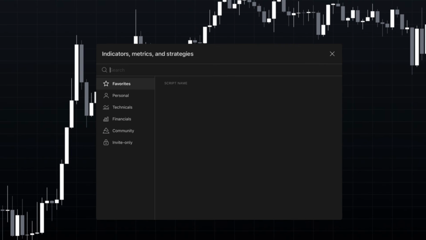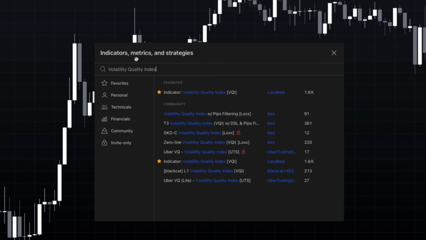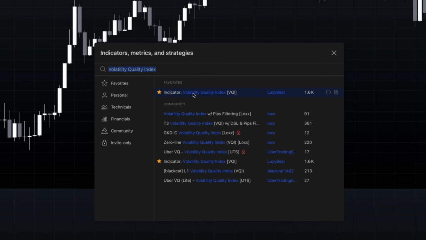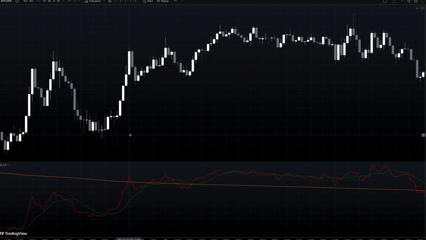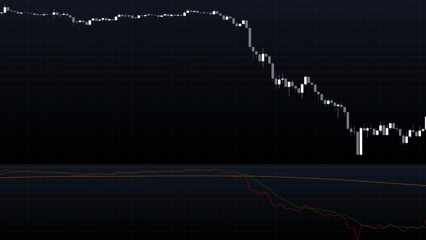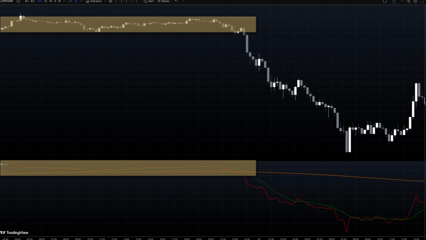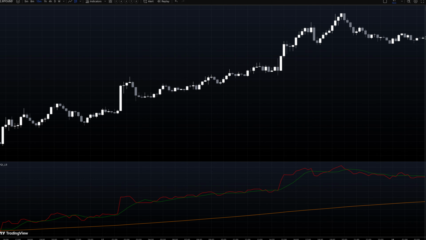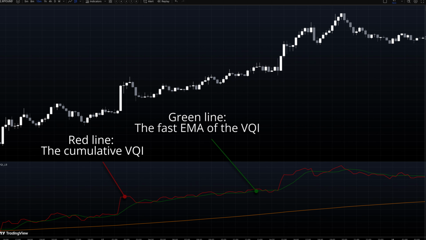Third on our list is the Volatility Quality Index, VQI, indicator, developed by Lazy Bear and inspired by Thomas Stridsman, is a powerful tool for measuring volatility. It calculates a volatility quality metric by combining price changes with true range and range width. The indicator plots 3 lines on the chart: a red line representing the cumulative VQI, a green line for the fast EMA of the VQI, and an orange line for the slow EMA.